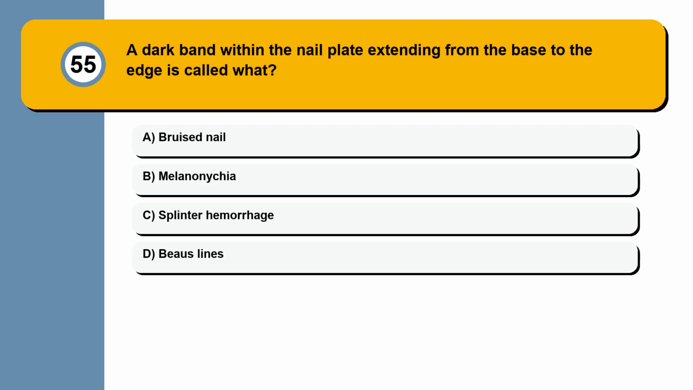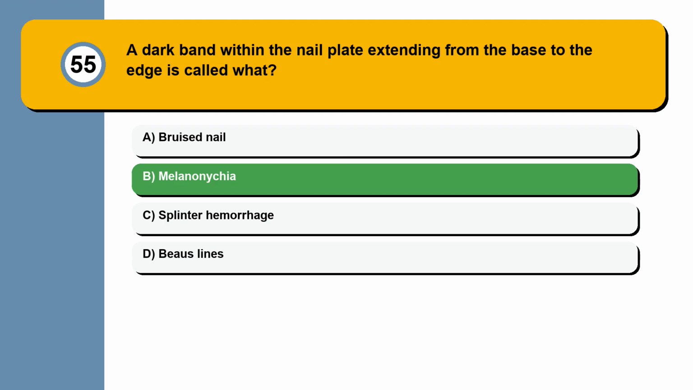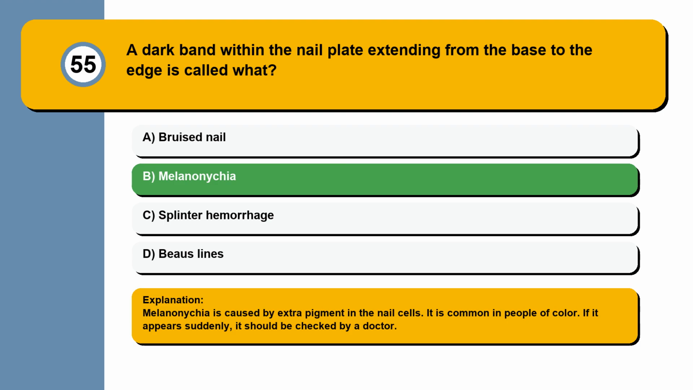Question 55. A dark band within the nail plate extending from the base to the edge is called what? Bruised nail, melanonychia, splinter hemorrhage, Bowes lines. Melanonychia is caused by extra pigment in the nail cells. It is common in people of color. If it appears suddenly, it should be checked by a doctor.